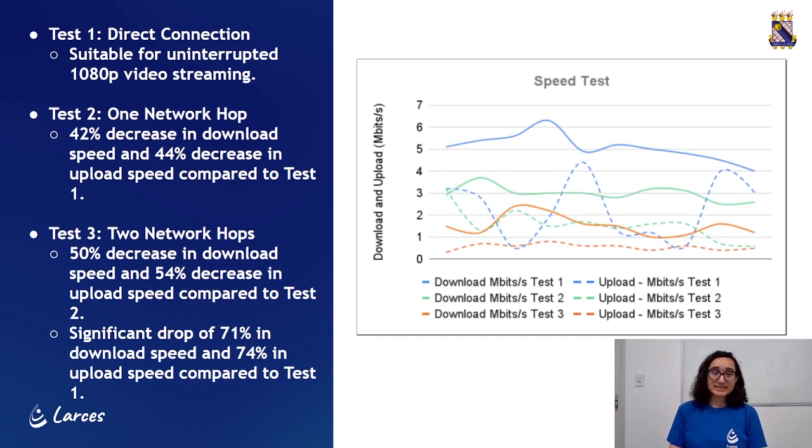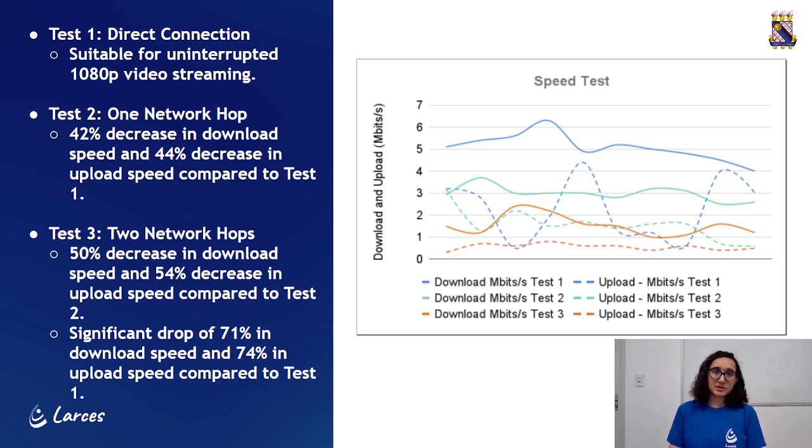In the second test, the client had access to the IoT mesh with one network hop. It achieved a download speed of 3 megabits per second and an upload speed of 1.3 megabits per second. This represents a decrease of 42% in download and 44% in upload compared to the first test. As we can see here in the green lines of the graph.